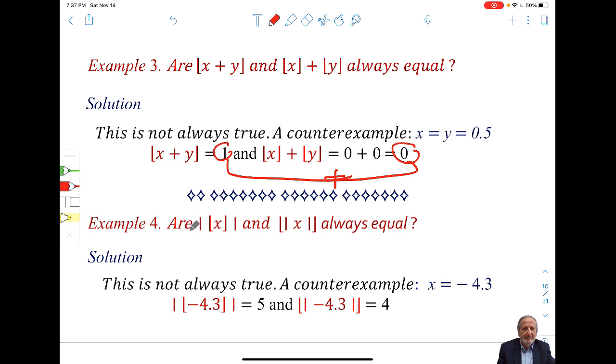Another question. Is the absolute value of the floor function of x the same as the floor function of the absolute value of x? Again, the answer is no. And you can give a counter example. Here I give you x equals minus 4.3. When you take the floor function of minus 4.3, it is minus 5, and its absolute value will be 5. But if you take the absolute value of minus 4.3, it will be 4.3, and the floor function of that is 4. And you see 4 and 5 are not the same.